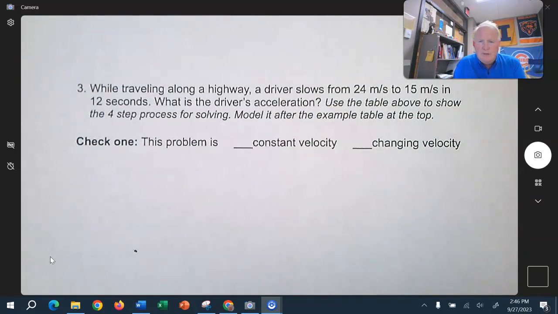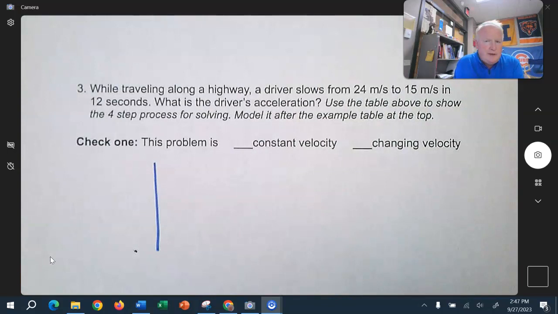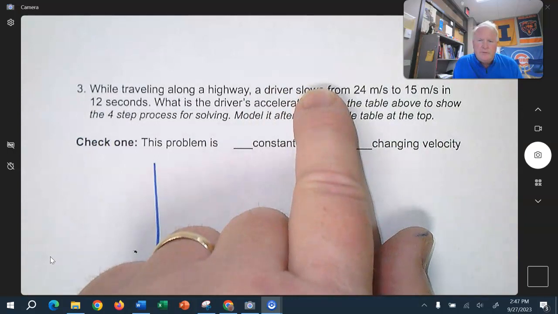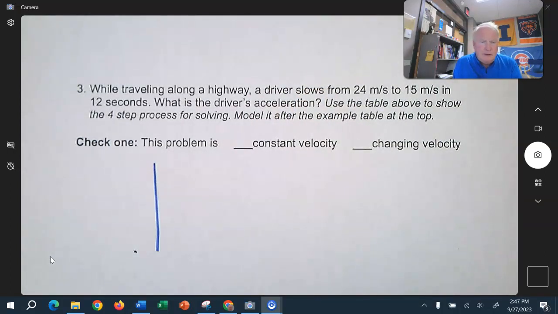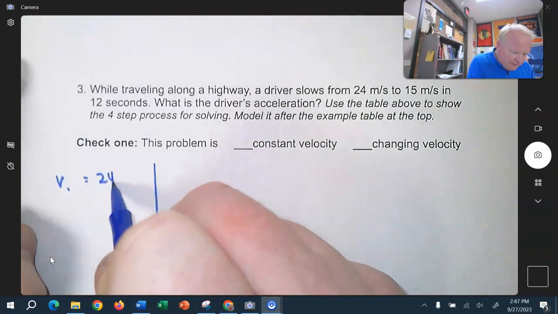It says, while traveling along a highway, a driver slows from 24 meters per second. Okay, I'm going to stop right there. That's a number. I definitely need to put that in my list. So I'm going to put that in, and I'm going to say to myself, is that the first velocity or the second? Because I can see right away that there's a second velocity coming. When I say first, not the first that shows up in the words, but the first in time. Meaning like, at 2 o'clock, I'm at 24 meters per second. At 3 o'clock, I'm at 15. So at 2 o'clock, that's my initial velocity. So the initial velocity is 24.